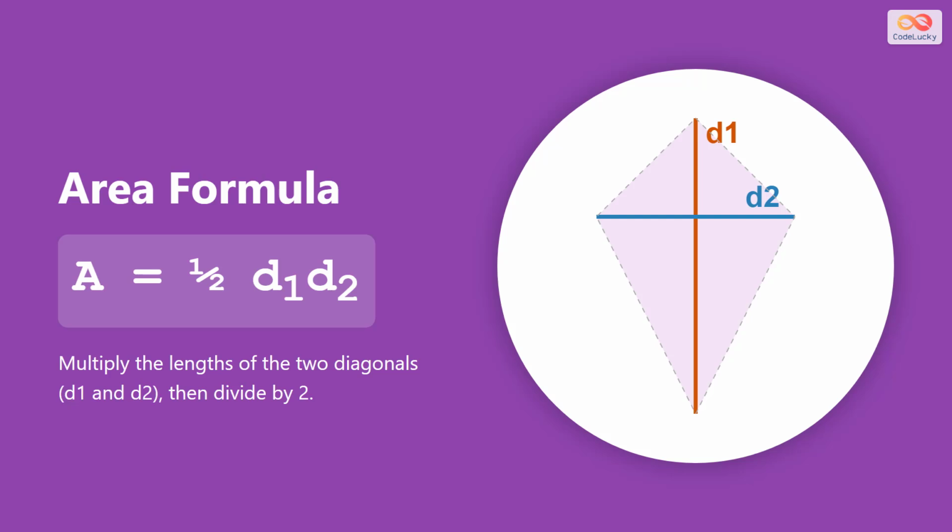Finding the area is quite elegant. You simply multiply the lengths of the two diagonals together and then divide by 2. It is often written as 1/2 times d1 times d2.